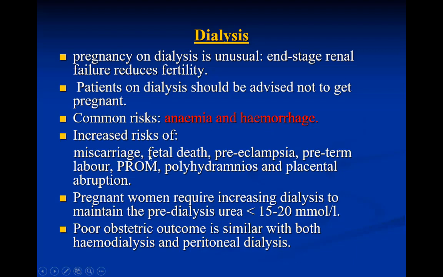Increased risk of miscarriage, fetal death, preeclampsia, preterm labor, polyhydramnios, and placental abruption. Pregnant women require increased dialysis to maintain the pre-dialysis urea at less than 15 to 20 millimol per liter. Poor obstetric outcome is similar with both hemodialysis and peritoneal dialysis.